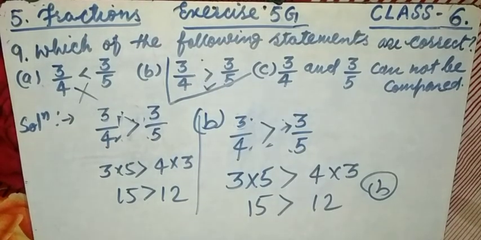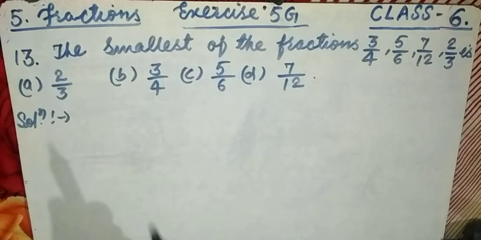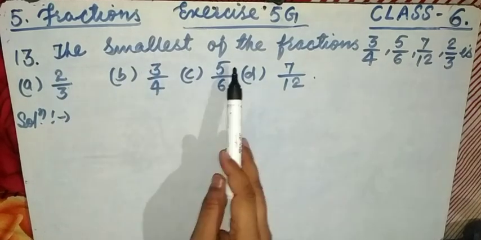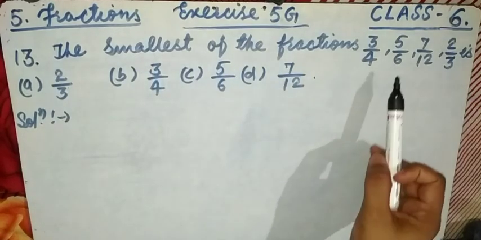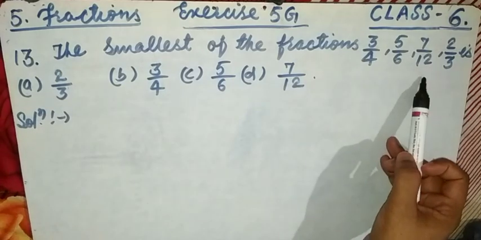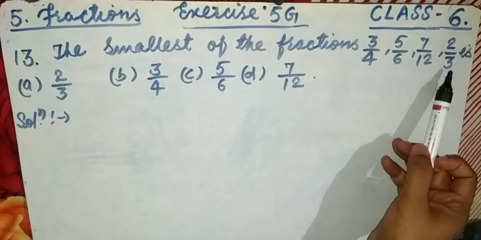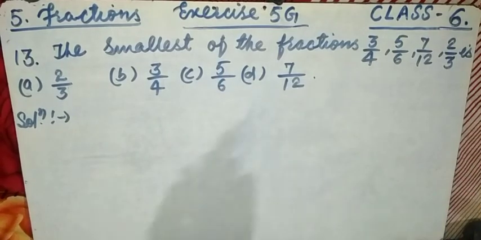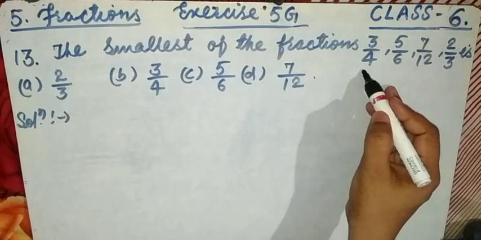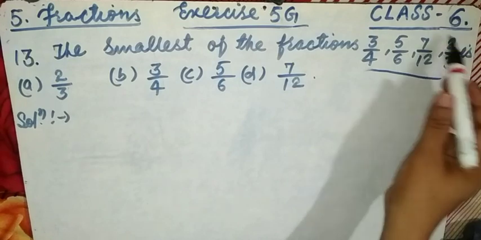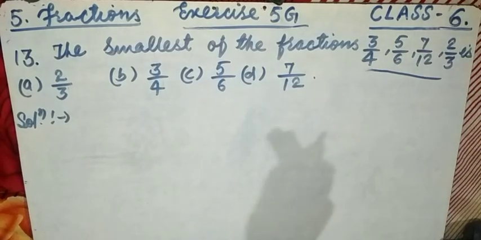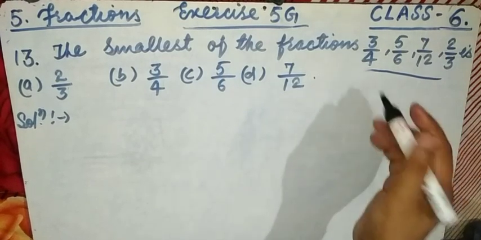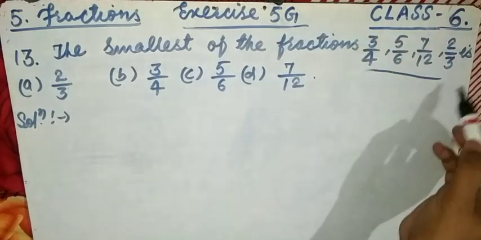I hope you will get it. So friends, students, see question number 13. The smallest of the fractions 3 by 4, 5 by 6, 7 by 12, 2 by 3 is A, B, C or D. Means find the correct option. In order to find the correct option, first we have to find which of these 4 fractions is the smallest. Because these are unlike fractions.